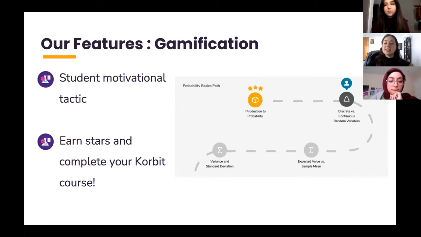The idea is to keep learning interesting by taking you on an adventure through your topic, where you get points for correct answers and for completing levels, earning badges for certain milestones. This can help keep students engaged and entertained while they're learning.